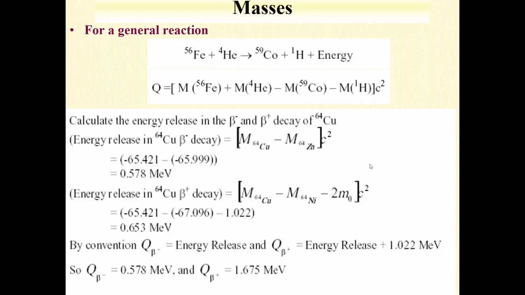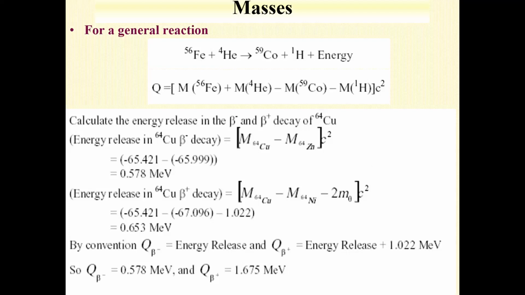I'm just giving you a recapitulation, refreshing your knowledge, as well as forcing your brain to ponder on these points. So we see that Q beta minus is the energy release, and 1.022 MeV is added for beta plus. Why? We will go into details in the next class.